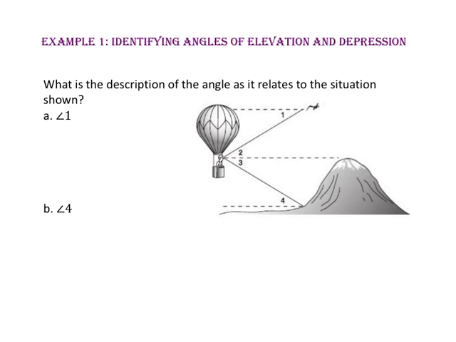In example 1, we will identify angles of elevation and depression. What is the description of the angle as it relates to the situation shown? For part A, we are looking at angle 1. Since the horizontal line that forms angle 1 is the bird's line of sight, and the other side that forms angle 1 goes down to the man, angle 1 is an angle of depression from the bird to the man.